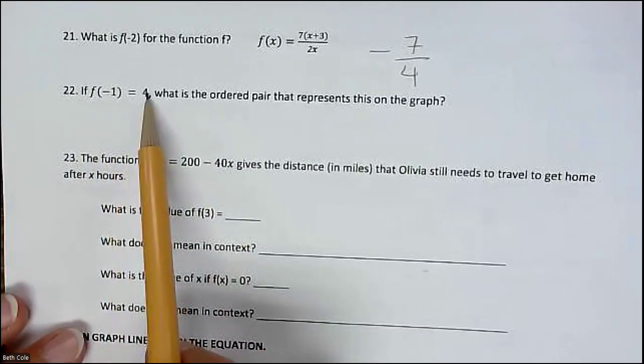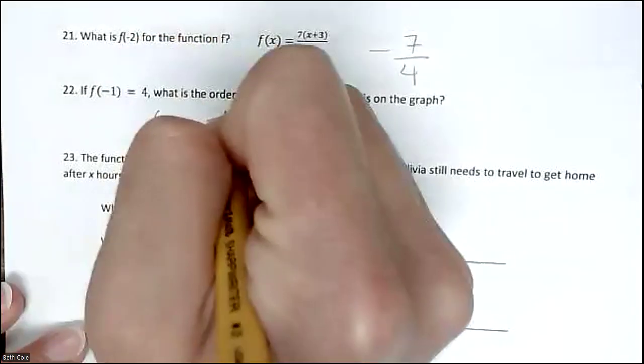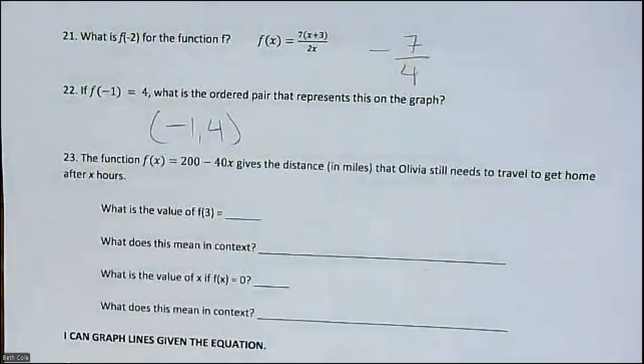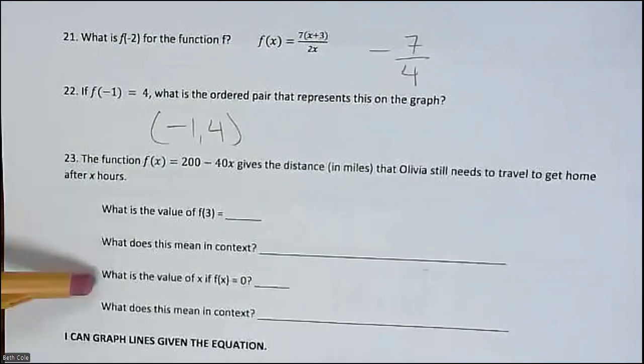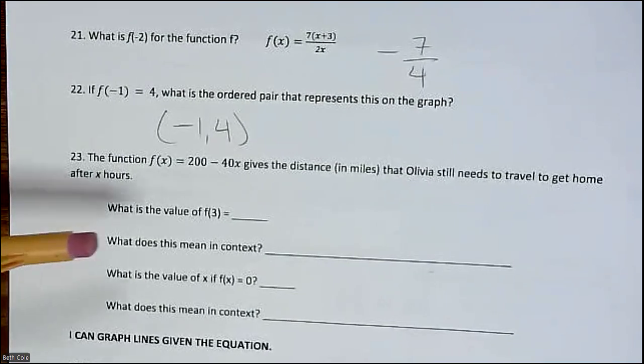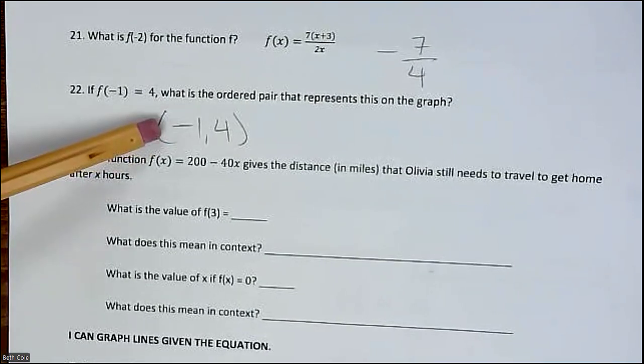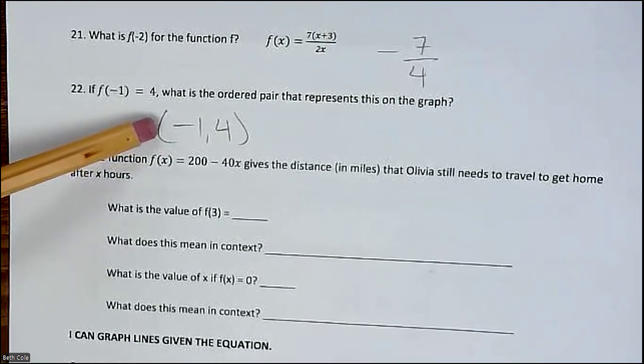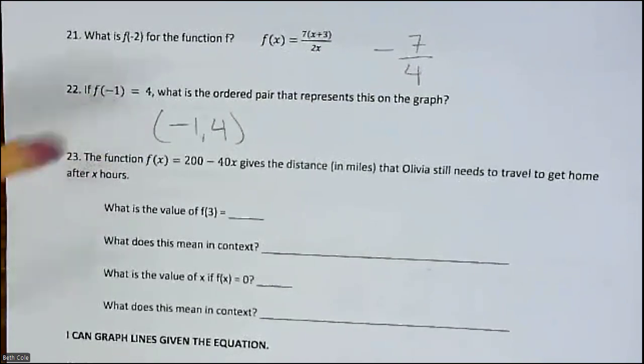All right, if f of negative 1 equals 4, what is the ordered pair? Well, negative 1 comma 4, right? I mean, that's what that means. F of negative 1 equals 4. It means you have the point negative 1 comma 4 on the graph. Is that clear for everybody? I don't want anyone to miss that question. I will be mad if anyone misses that because that's literally all you have to do. With me? Please, for my sanity.